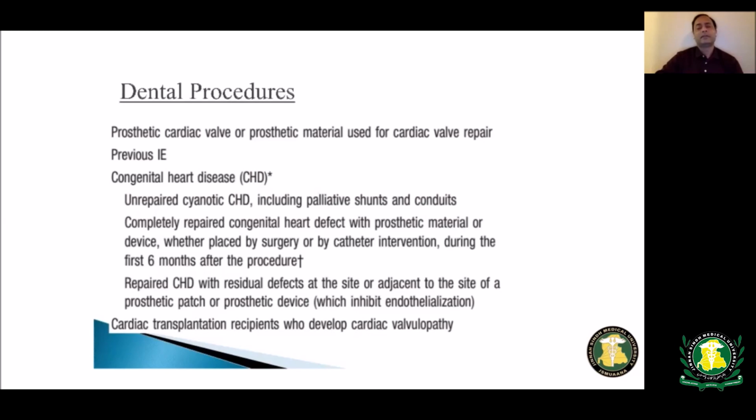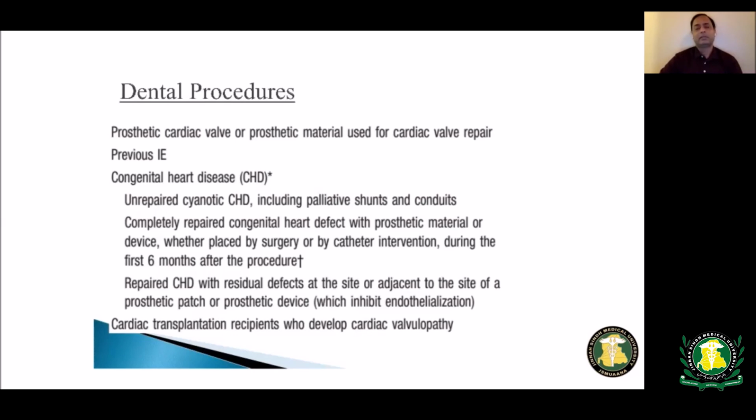So if they have cyanotic heart disease unrepaired or repaired with residual defect, or if it involves using prosthetic material, then they will need antibiotic prophylaxis. If they have a cardiac transplant and they develop valvular abnormalities after cardiac transplant, they also require antibiotic prophylaxis.